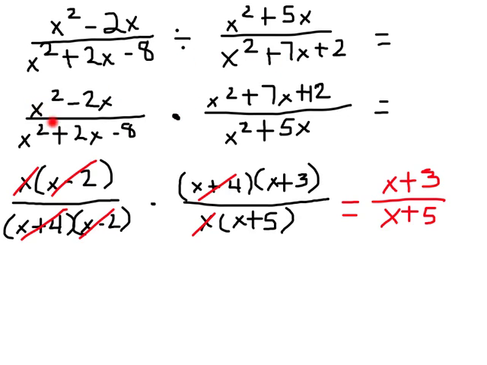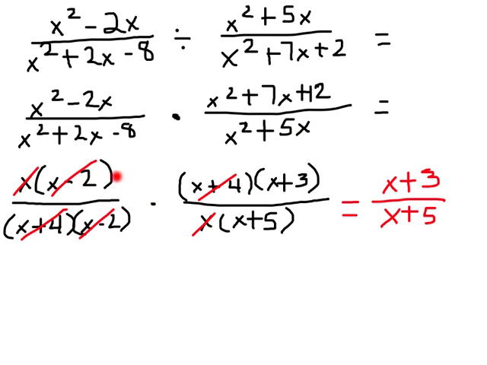Okay, so we do our factoring, take out the common factor here, you're left with x minus 2. Here the factors of negative 8 would be positive 4, negative 2, because we need to add and get a positive 2. Here, x squared plus 7x plus 12. The factors of 12 that would add to 7 are 4 and 3. And in this one, we're going to take out that x that's common and be left with x plus 5.